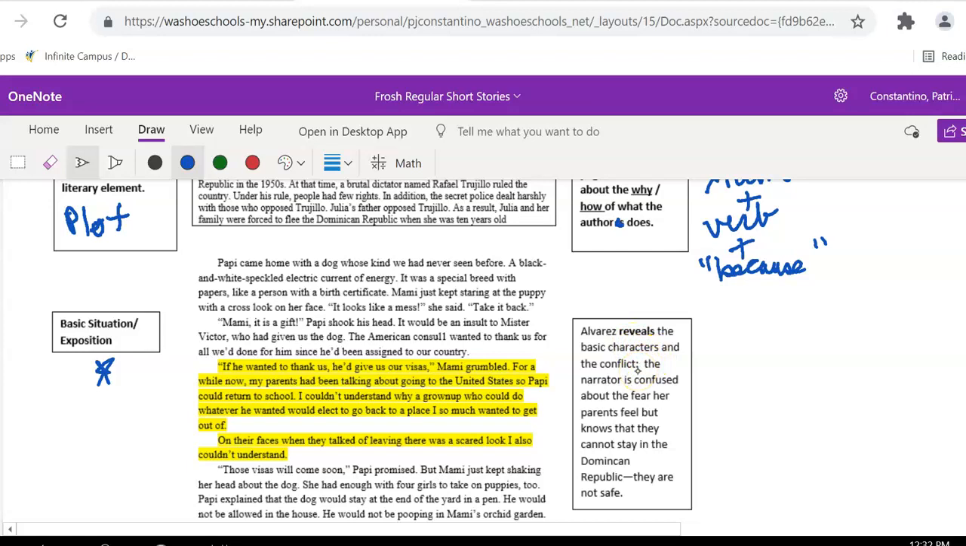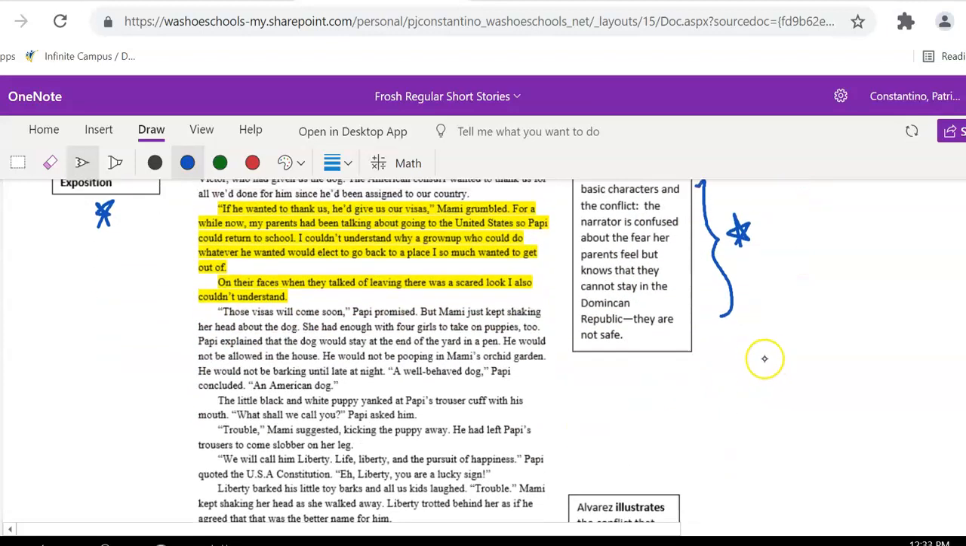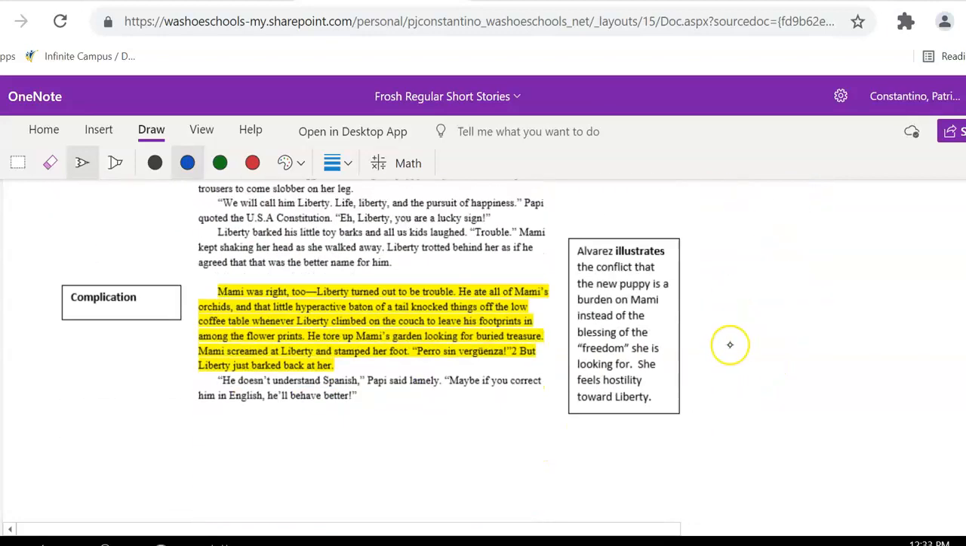And here's my because part. I'm giving a little more explanation. The narrator is confused about the fear her parents feel, but knows they cannot stay in the Dominican Republic. They are not safe. Okay, so just notice the format and notice that I really explain my thinking. I'm heavily involved in the text already, in what the author is doing, or how and why the author is doing it. Okay, so that's the author does part.